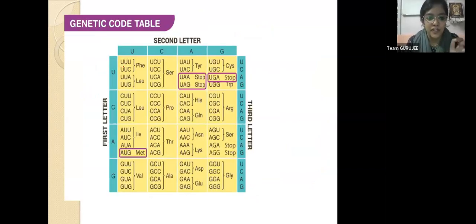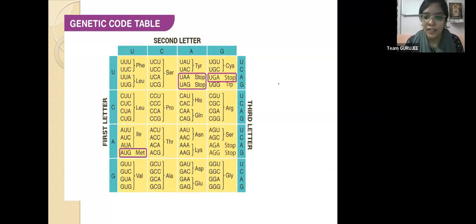It will be in threes, that is UUU, UUC, UUA. These are some triplets. Each triplet codes for an amino acid, and an amino acid can be coded by more than one triplet codon. There are many amino acids coded by these triplet codes.